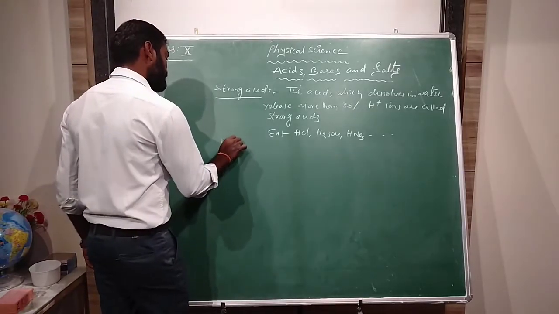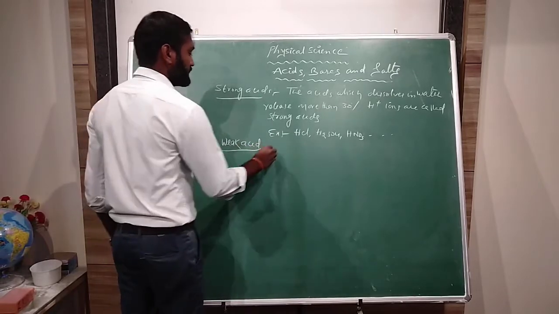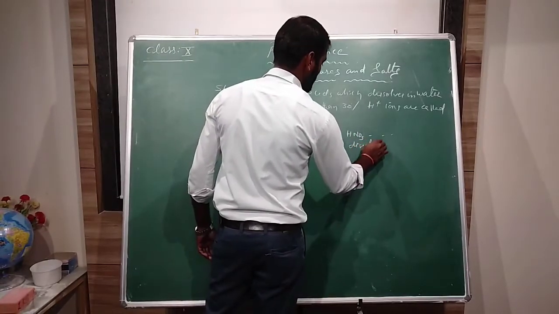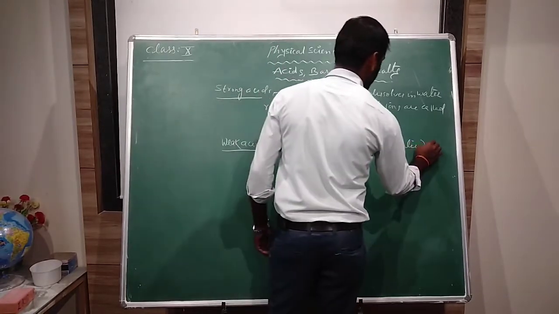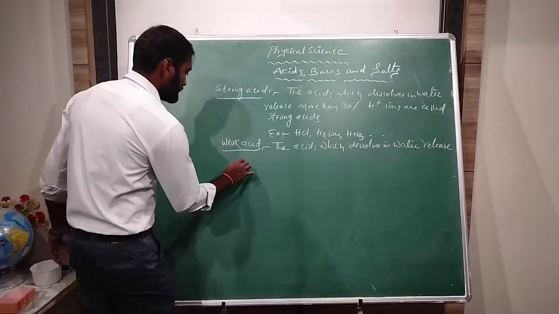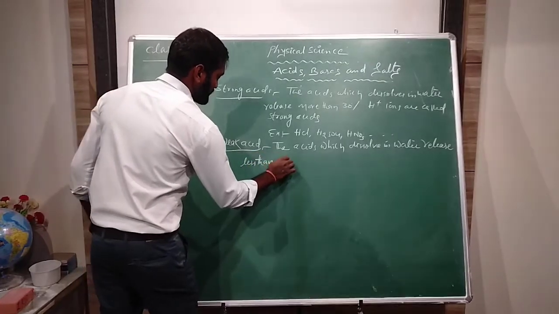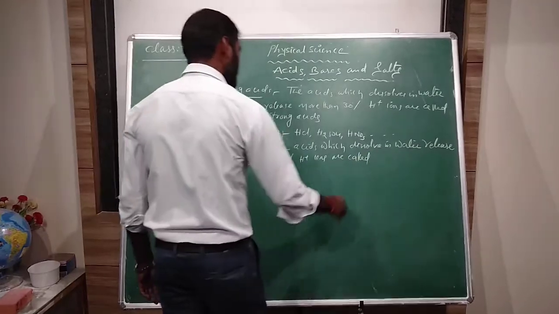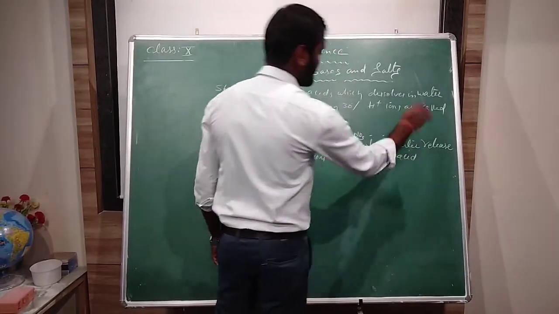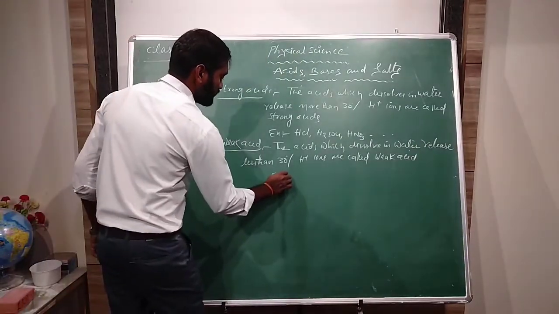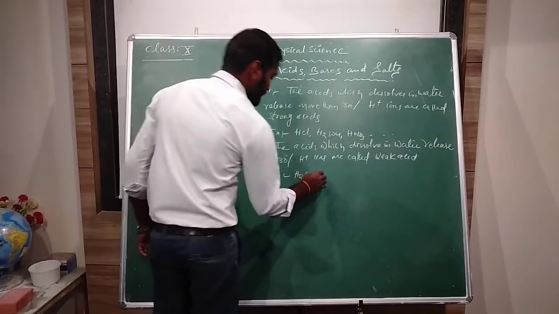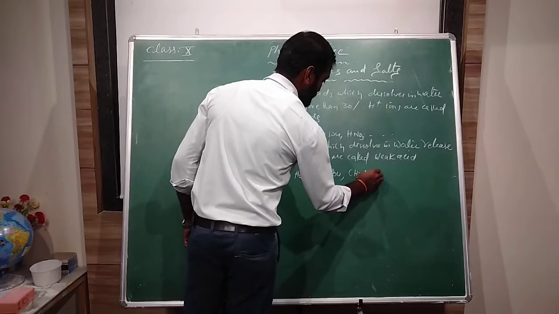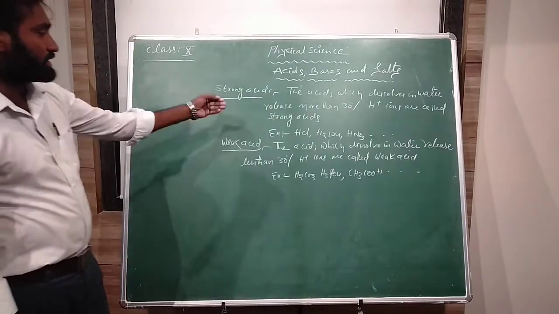Weak acid means the acids which dissolve in water and release less than 30% of H+ ions. Strong acid and weak acid. Examples for weak acids: carbonic acid, phosphoric acid, acetic acid, etc.